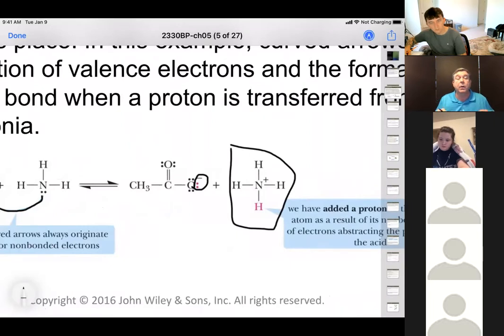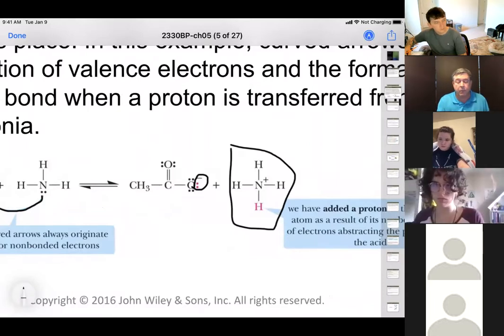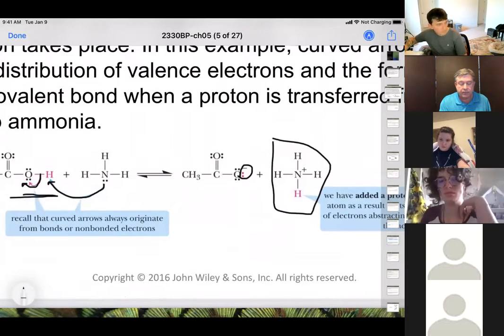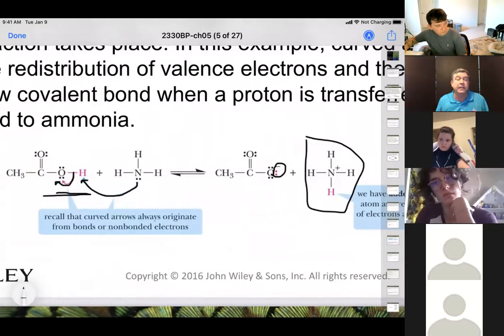Okay, so this is especially common in anything with an acid or an acid catalyzed reaction. The first thing we're going to do is transfer a proton to make a reactive intermediate. Now, what do I mean by reactive intermediate? The acetic acid here that we started with is an acid. It wants to donate that proton.